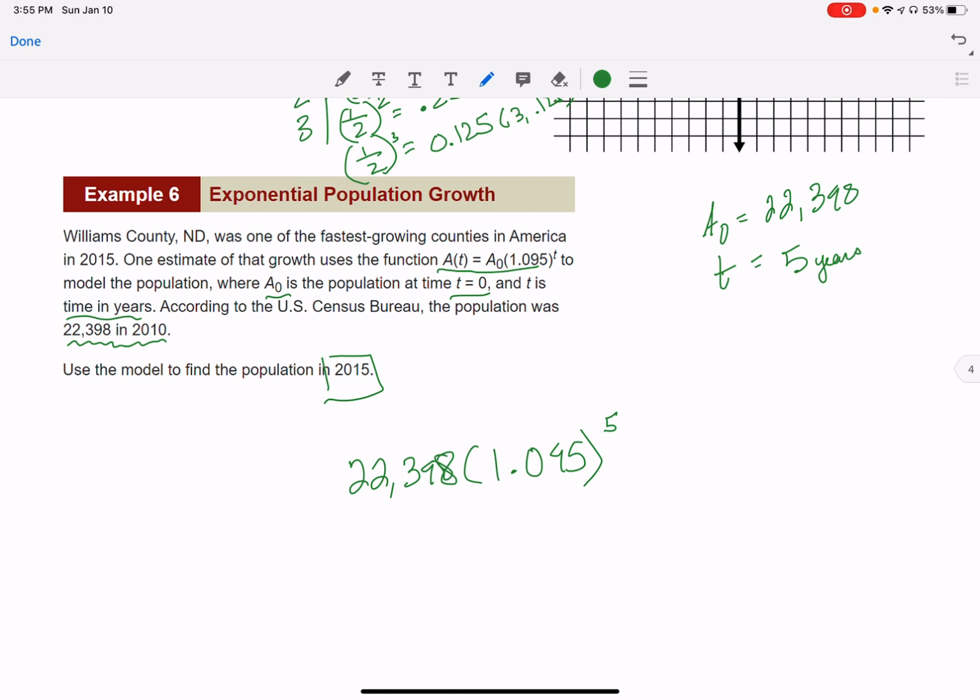So this was my time 0, which is my starting time. And then we are looking for the population in 2015. Now it's just a matter of plugging that into my calculator. And it looks like my population in 2015 is about 35,259 people.